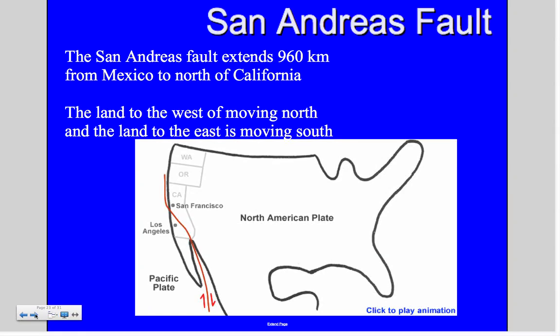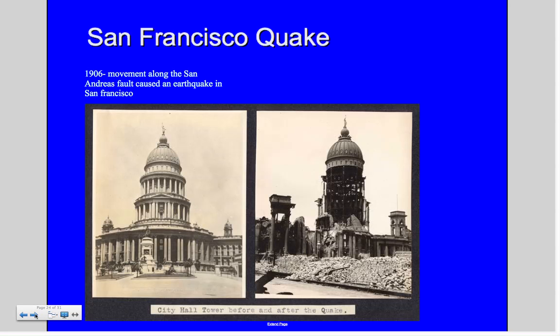The San Andreas, we talked about this the other day, is 960 kilometers from Mexico to the northern part of California. This is where the land to the west of the fault line is moving northwards, and the land to the east of the fault line is moving south. So San Francisco, if you look at the map, would be moving south, and Los Angeles would be moving north.